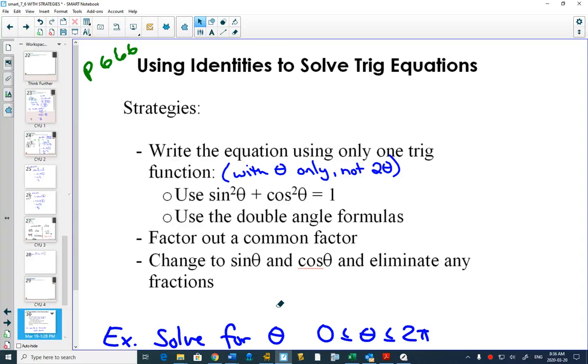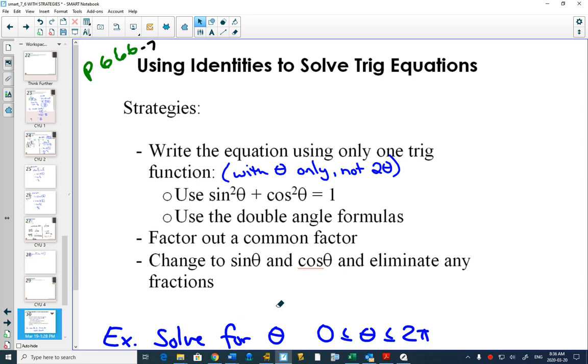So you've got a blank page. You've got a blank page on 667, but there's enough examples that you might want to start on page 666 in the white space there, and then you can move into page 667. So we're going to look at how identities can be used in solving trig equations.